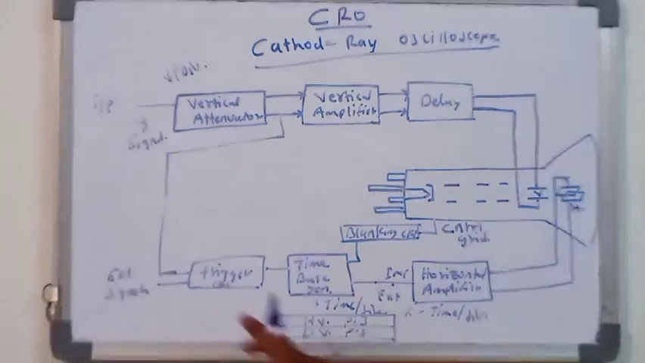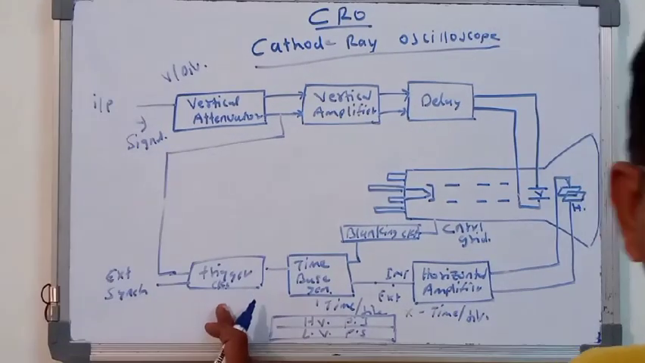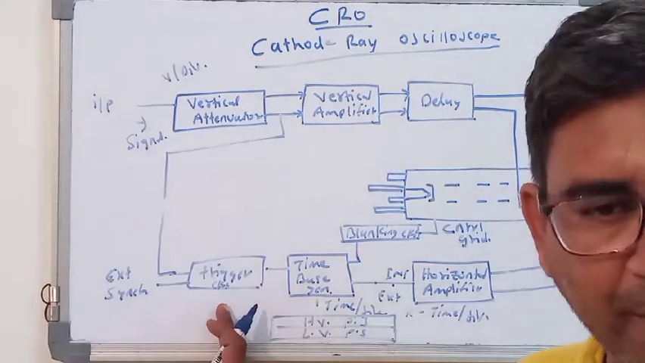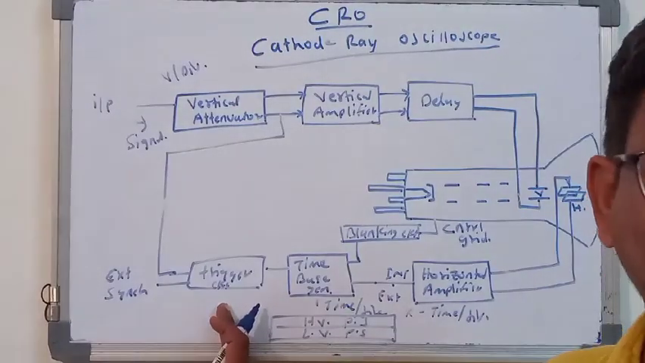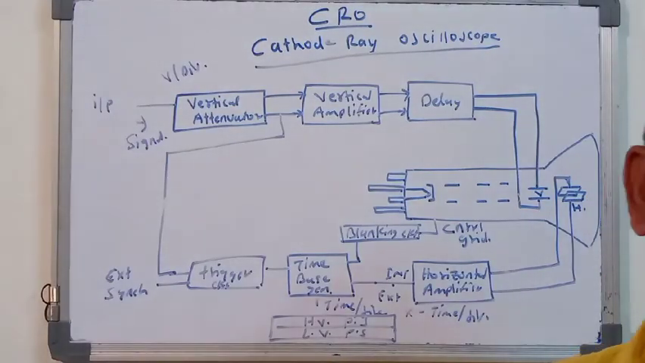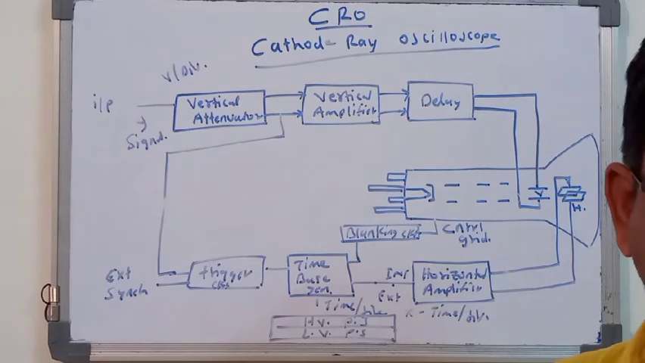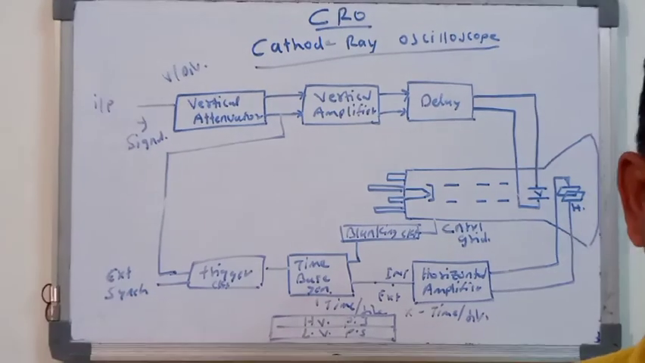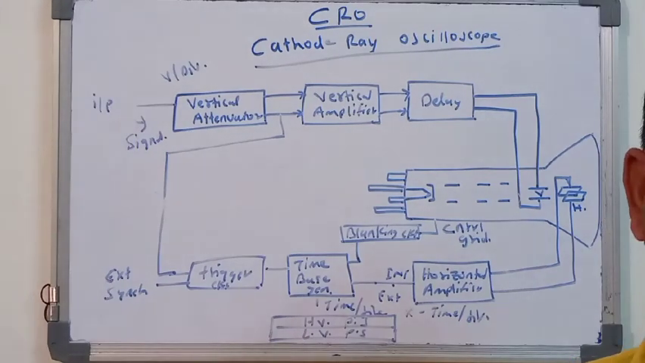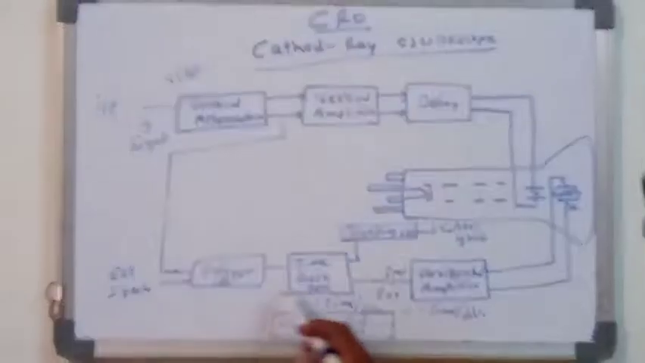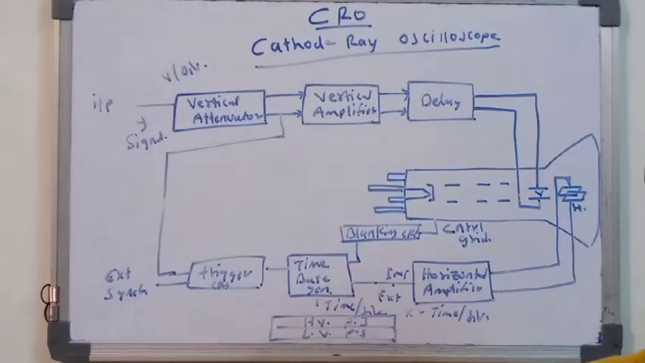Then comes the triggering circuit, or you may say the synchronization circuit. A stable CRT display can be maintained by starting the horizontal sweep at a particular time on the signal waveform. The time base has to occur again.